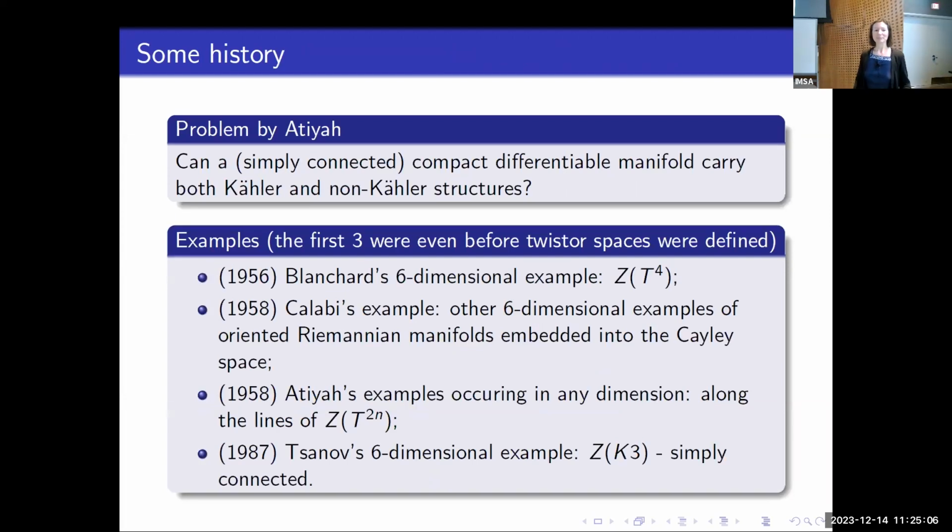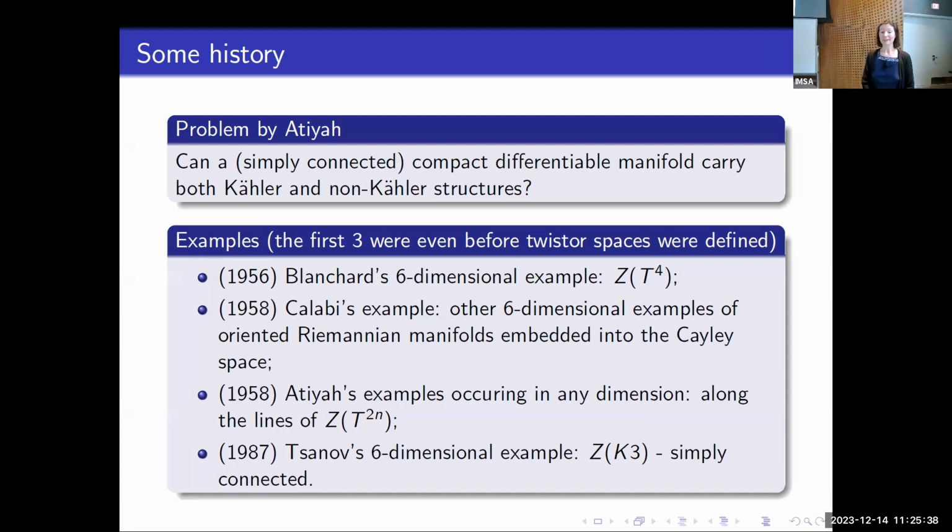And here is some brief history of this problem by Sir Michael Atiyah. He was curious about when a compact differentiable manifold can carry both Kähler and non-Kähler structures. And if it's simply connected, that will be another interesting question. And here are some first examples in this direction.